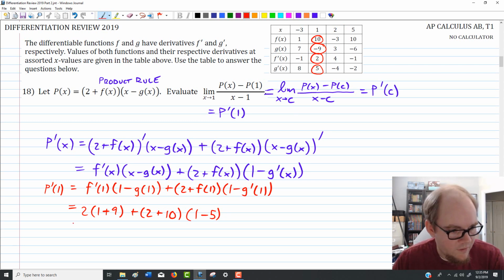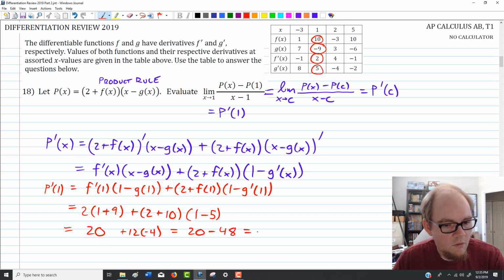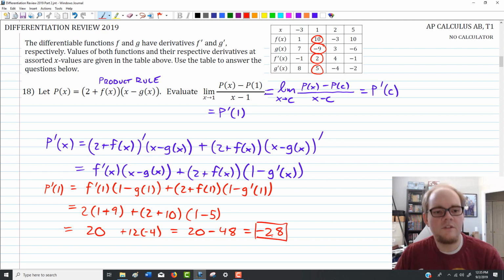We just need to simplify this. Clean it up a little bit. That's 2 times 10, or 20. That's going to be 12 times negative 4. Simplifying, that's 20 minus 48, which equals negative 28. So that is the slope of the tangent line to this function p of x at x equals 1. And more relevant was the value of that limit, which uses the alternate definition of the derivative.